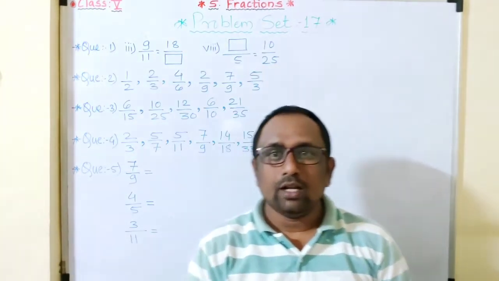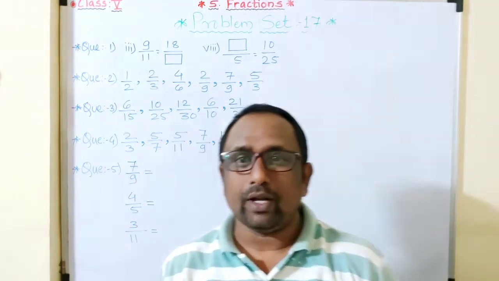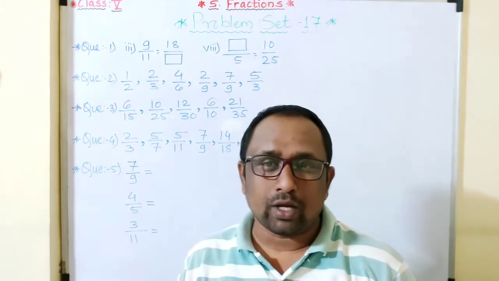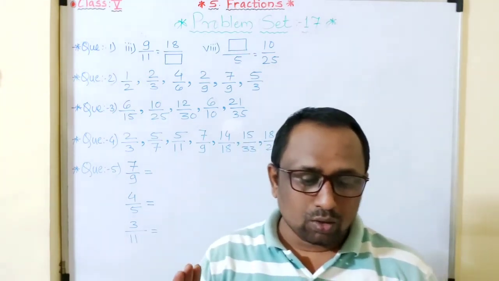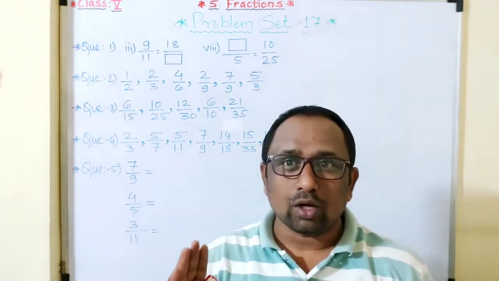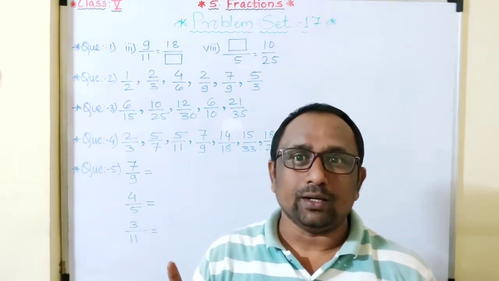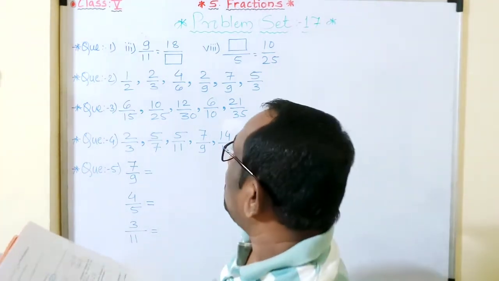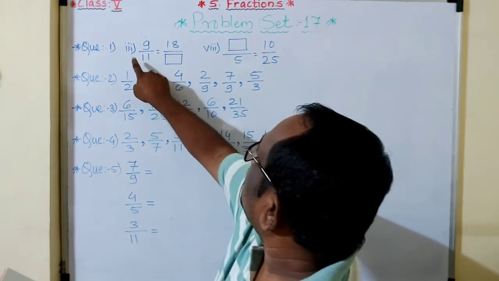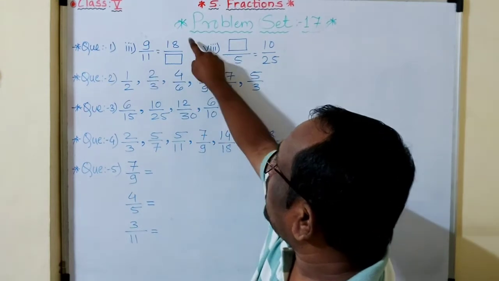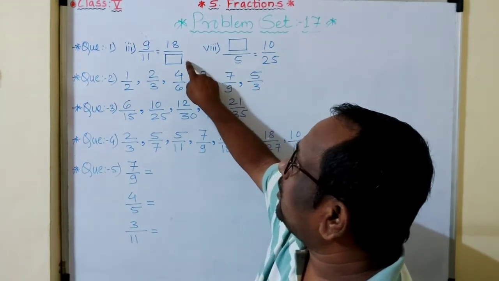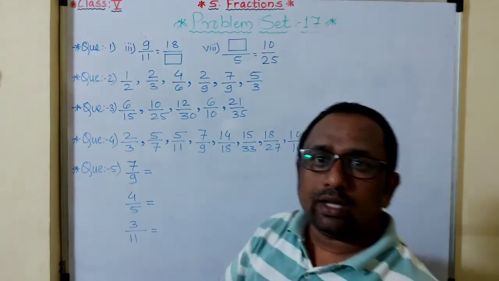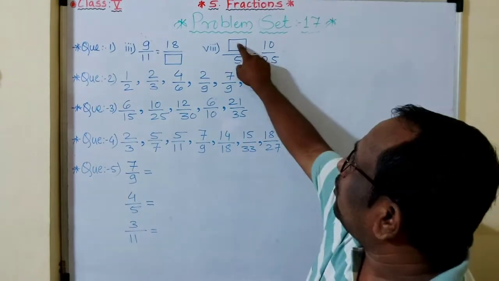Now students, in problem set number 17, the first question is write the proper number in the box. So here students, you have to solve 8 examples, but solve carefully. You have to find the relation here. Now what is the relation? Look here. In the third and 8th examples, 9 upon 11 and 18 upon box, here we have to find the value. Here box upon 5 is equal to 10 upon 25. So here we have to find the box value.